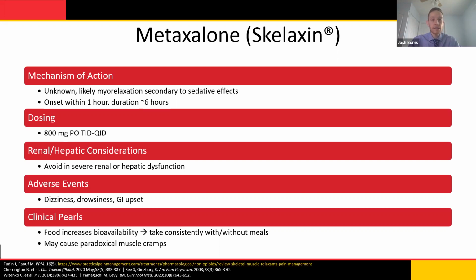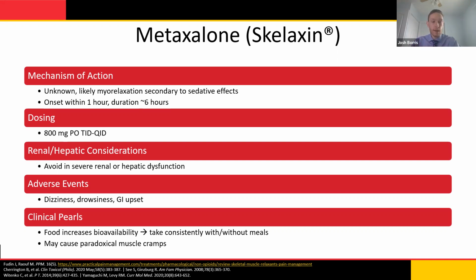You want to avoid it in any severe renal or hepatic dysfunction. It's metabolized by the liver, and we actually don't even know the metabolites that it's metabolized to. So that's why we want to caution in liver impairment. And then it's excreted by the kidneys. Those metabolites and metaxalone are excreted by the kidneys. So being careful here as well. Well, for adverse events, dizziness, drowsiness, and GI upset are there. There may be more adverse events, but it's not a very commonly used medication. So I don't think there's a whole lot of research on exactly all of the adverse events associated with metaxalone.